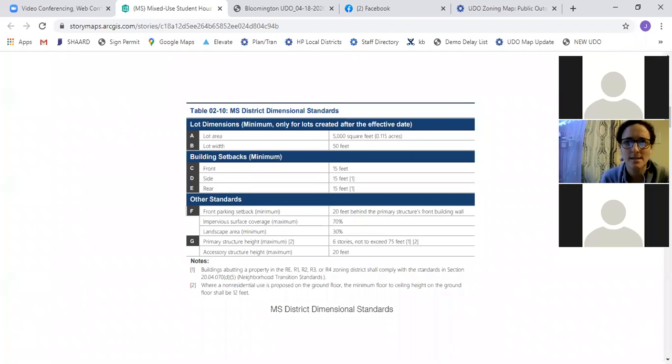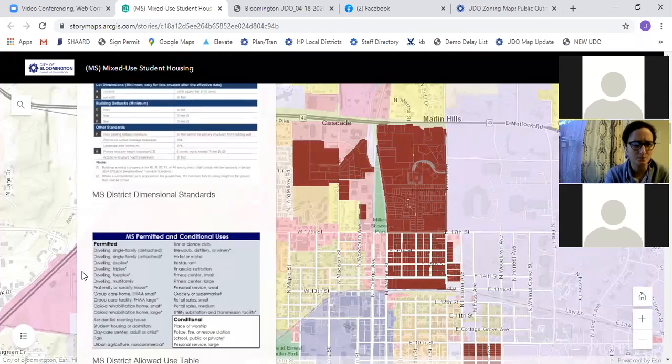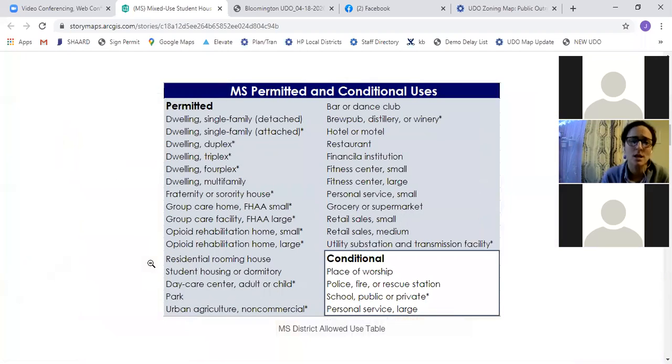So the MS dimensional standards, the key one that's probably of most interest to people is that the height allowed would be 6 stories, not to exceed 75 feet. So that's, again, quite a bit larger than in some of our other districts. And then something of note to mention is that this wouldn't just be all student housing, right? So that is not the intent.